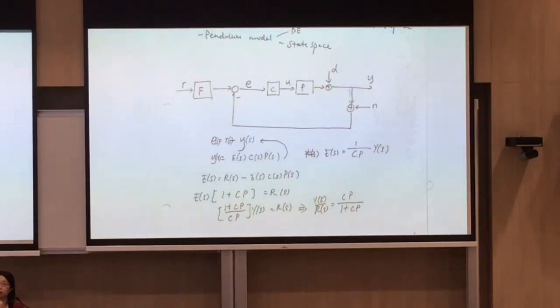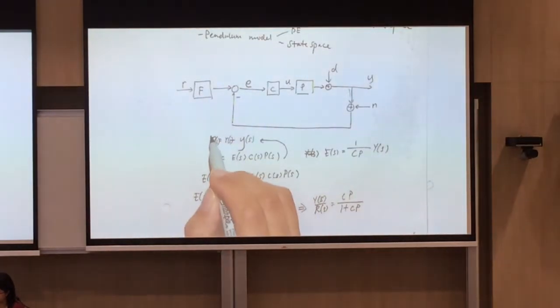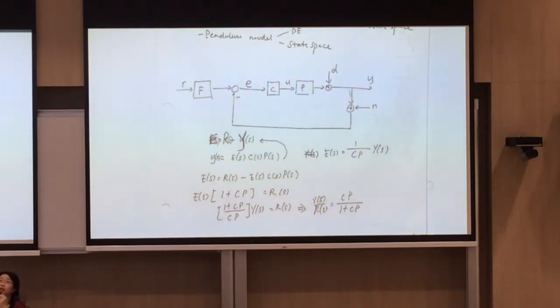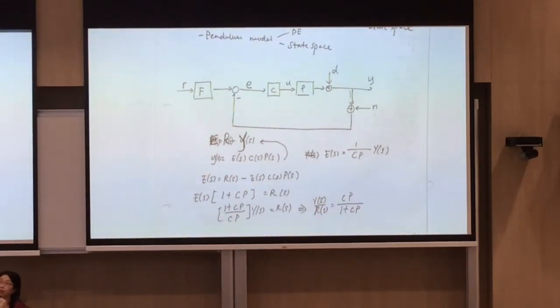Any questions? Anybody who's not sure of how we get this? CP over 1 plus CP. Sorry, this is here. This is R. Okay? Alright. Now my question is, okay, now assuming there's no R, no D, no N, this is what I get. Happy? Of course we can't always stay on the same level all the time, right?